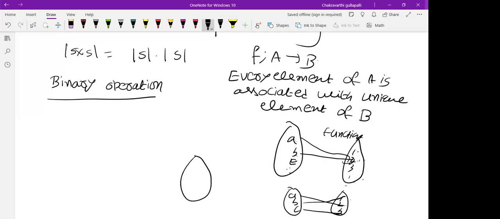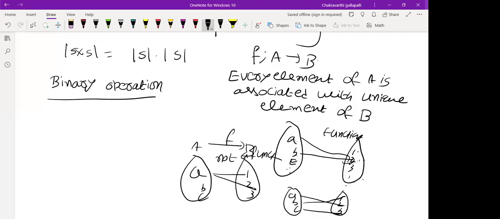But this is not allowed. One cannot be connected to two different elements. This is not allowed, not a function. So if F is connected like this, A to B connected like this, it is not a function. Why is it not a function? One element is having two connections. That is, it is associated with more than one element. Here the definition is it should be associated with a unique element.